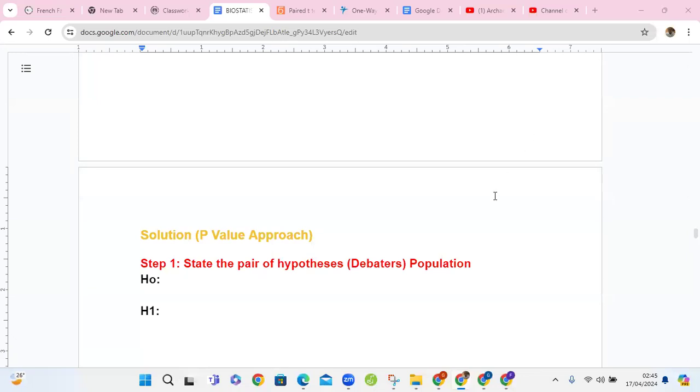So here we're going to follow the steps for a p-value approach. Step number 1 is to state the pair of hypotheses. And the null will always be saying that there is no difference between the means, and the alternative will always say at least one mean is different.